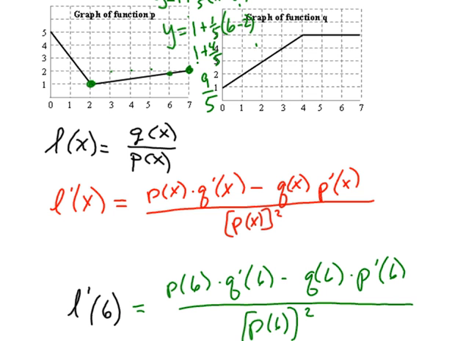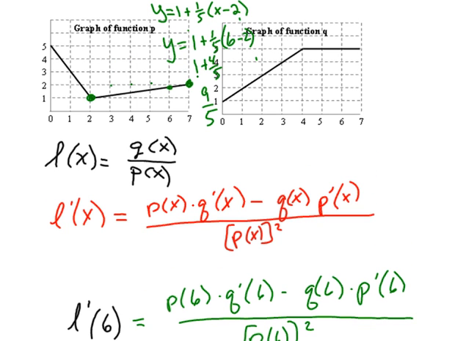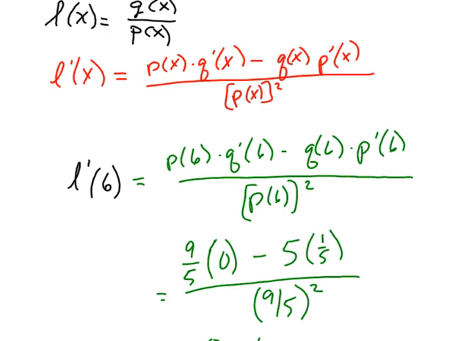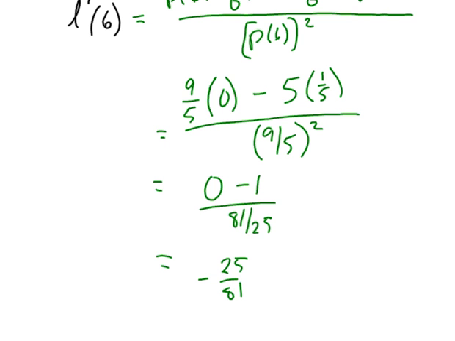Then I'd find the slope at 6 here, but you can see the slope of the tangent line is 0, so that's 0. Then I find q of 6. Q of 6 is 5. And then I find p prime at 6, which is the slope of this line, which we already found out was 1/5. And so then I plug those numbers in, all over my p of 6, which I've calculated to be 9/5. 0 minus 1 on the top. Square that, and to deal with complex fractions, you never divide, you multiply by the reciprocal. So I ended up with negative 25/81.